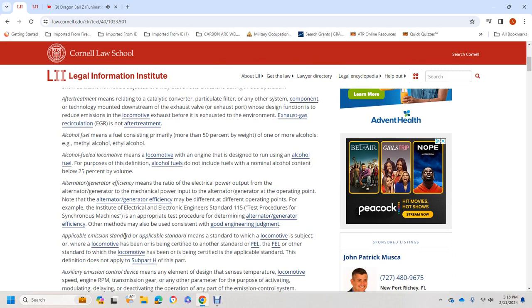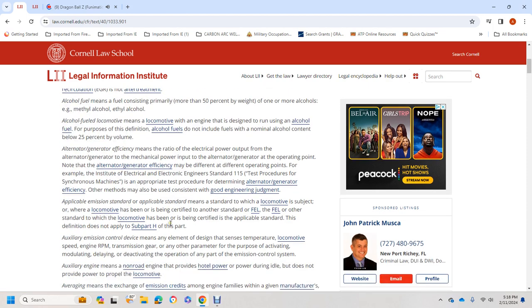Alternator generator efficiency means the ratio of the electrical power output of the alternator generator to the mechanical power input of the alternator generator at an operating point. Note that the alternator generator efficiency may be different for different operating points. For example, the Institute of Electrical and Electronics Engineers Standard 115 test procedures for synchronized machines is an appropriate test procedure to determine the alternator generator efficiency. Other methods may also be used consistent with good engineering judgment.